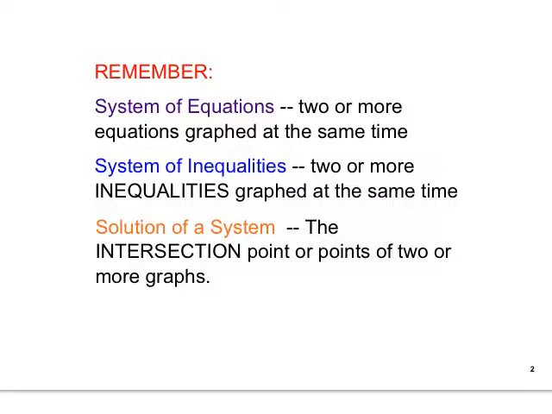So I want to just remind you that when we're talking about a system of equations, we're talking about graphing lines. So these are equations graphed at the same time, and we're looking for the intersection of two equations. But when we're dealing with systems of inequalities, this is two or more inequalities graphed at the same time, so we're looking for the intersection of the shaded regions. The solution to a system is the intersection of the graphs.